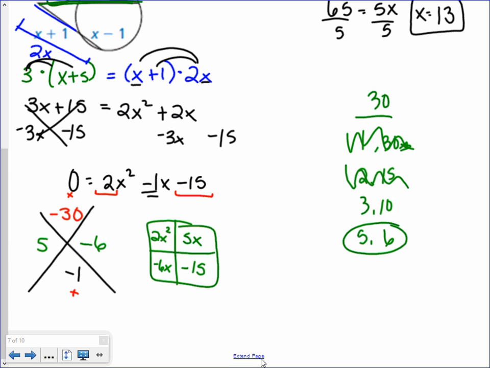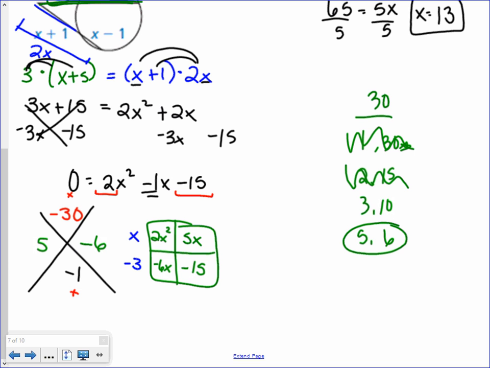So what's our greatest common factor? What's the biggest thing I can take out of 2x squared and 5x? You take a 1 out, but you can also take out an x. What's the biggest thing I can take out of negative 6 and negative 15? Someone said it. Negative 3. Let's go and take that negative out as well.